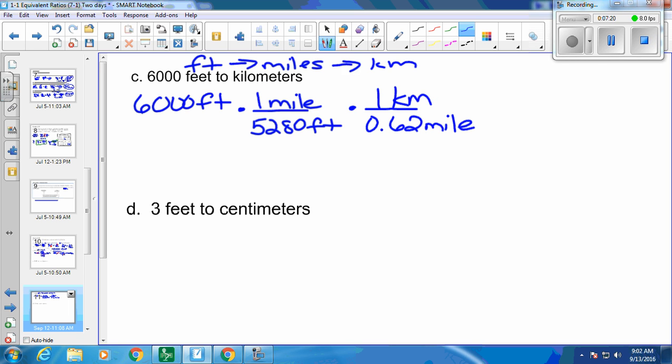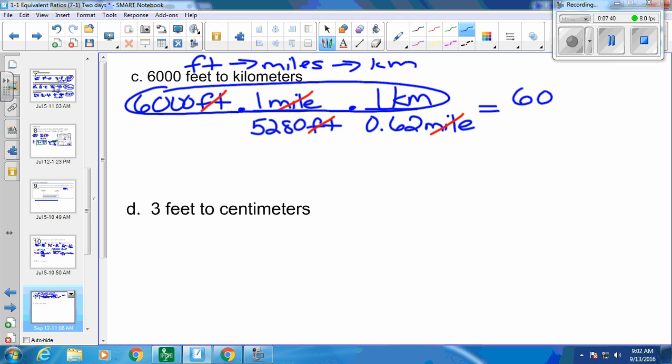And then this is where the fun part begins, because now I can start to cross-cancel things and get rid of things I don't need. I can cross-cancel the units for feet, and I can cross-cancel the units for miles. Then I multiply straight across. So I'm going to multiply the 6,000 times 1 times 1, which leaves me with 6,000, and the only unit that's left is kilometers, so it's 6,000 kilometers. Then in the denominator, I'm going to multiply the 5,280 and the 62 hundredths. You are allowed to use a calculator, so go ahead and calculate that out.